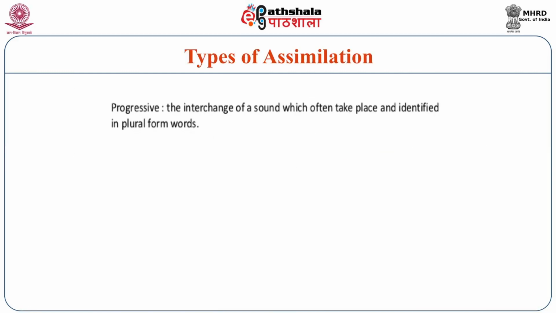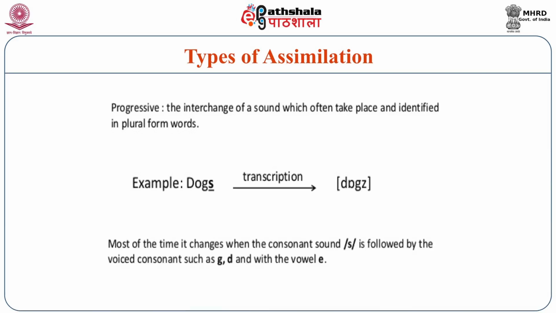Now what are the various types of assimilation? One is progressive. The interchange of a sound often takes place and is identified in plural form words like dogs. The transcription of dogs will be like this. So most of the time it changes when the consonant sound S is followed by voiced consonants such as G, J, or D, and the vowel E. So assimilation takes place and the fluency comes automatically.